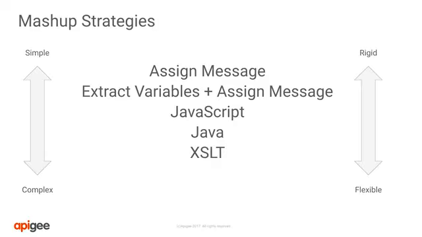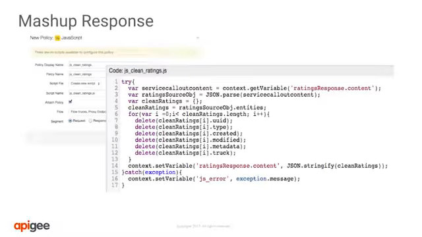My guidance would be to start at the top of the list with assign message and extract variables. Using those two policies will be straightforward configurations and will not require you to write any custom code. If you run into the need for more complex transformation, you can step through the rest of the list and find a solution that works for your team. In a lot of cases, that means choosing a language that you are familiar with to minimize learning and maintenance impacts.